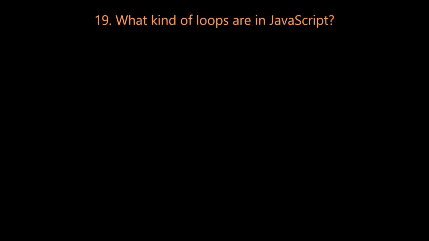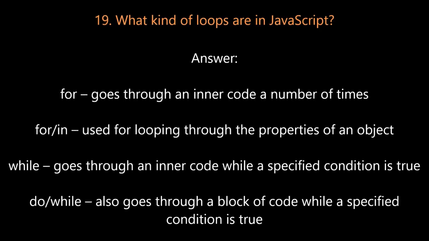Question number 19. What kind of loops are in JavaScript? The for loop goes through inner code a number of times. For/in is used for looping through the properties of an object. While goes through inner code while a specified condition is true. Do/while also goes through a block of code while a specified condition is true.